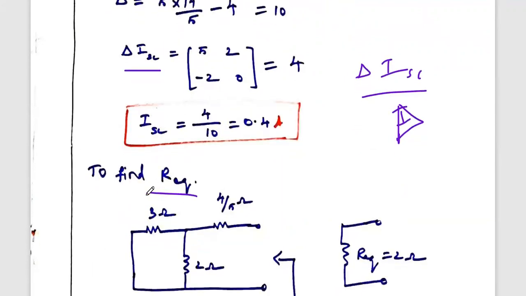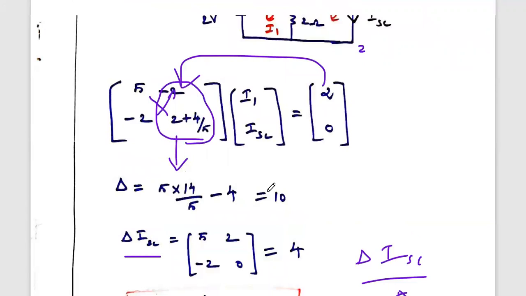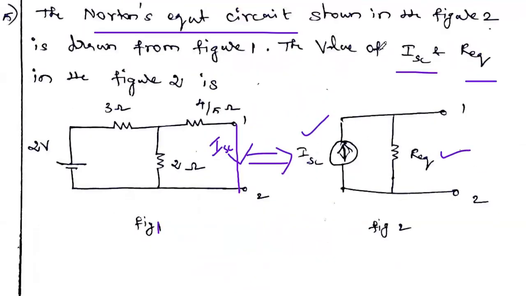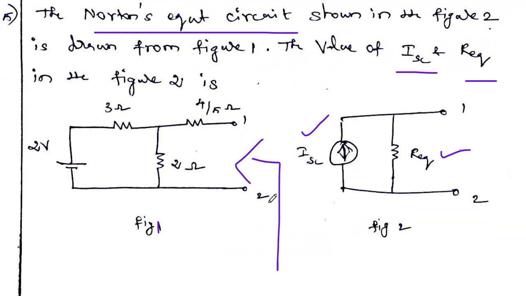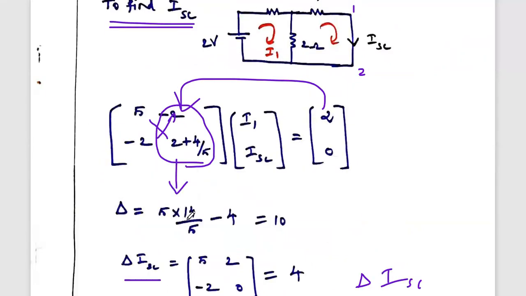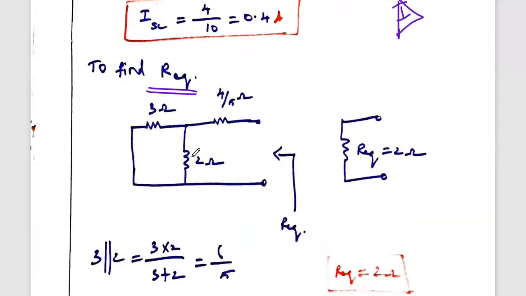Then the next one, we have to find R equivalent. This is our given diagram. We have to find the total resistance across this open circuited terminal. In order to find the total resistance, we have to make all voltage sources and current sources 0. So make this voltage source 0; if you make the voltage source 0, it is a short circuit. Now the equivalent diagram has 3 ohm, 2 ohm, and 4 by 5 ohm. We reduce from the last end to this end.